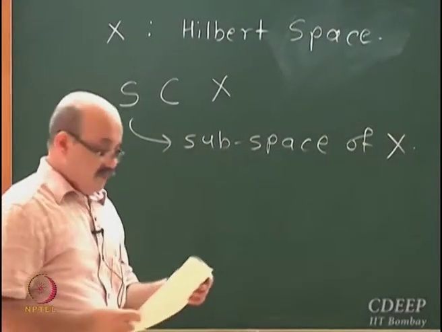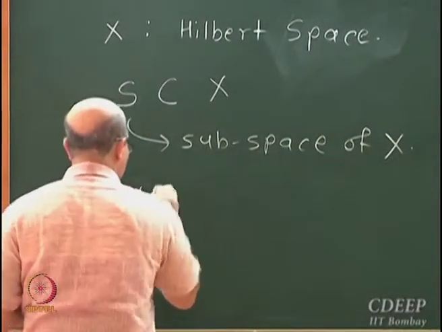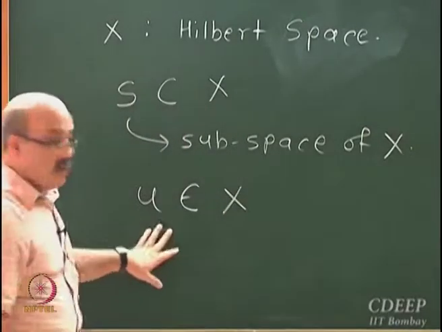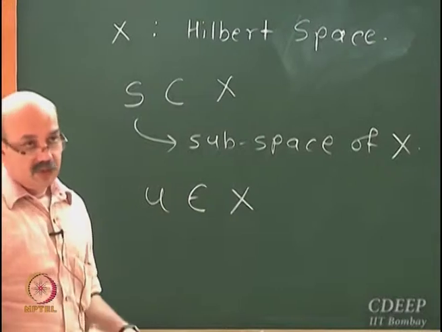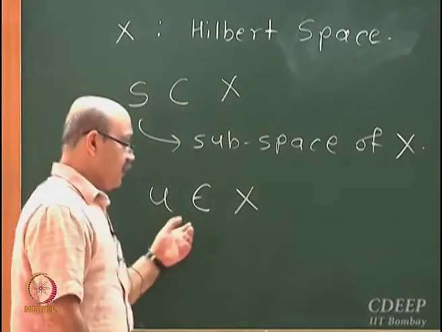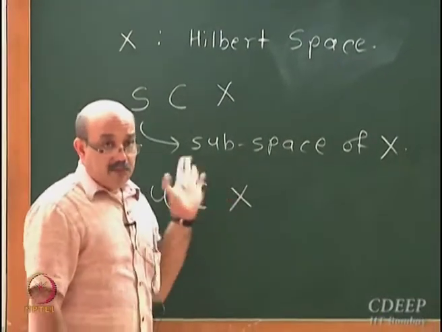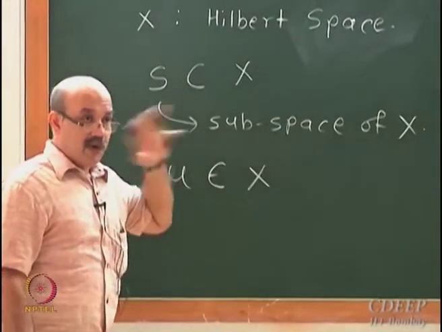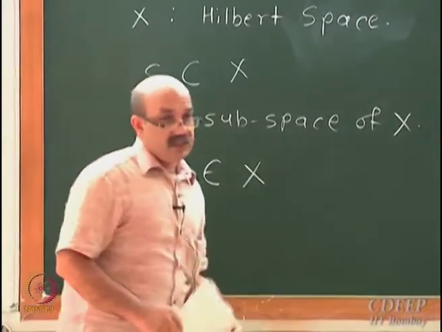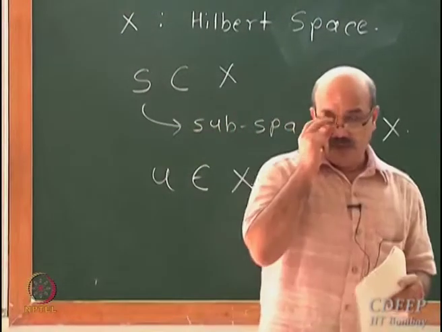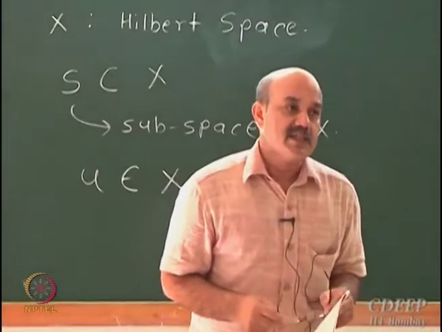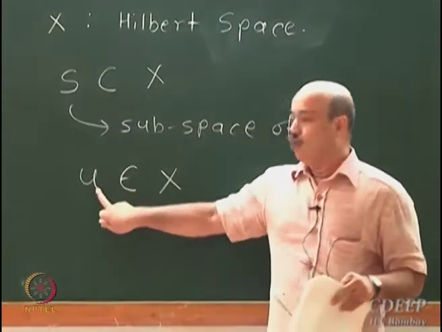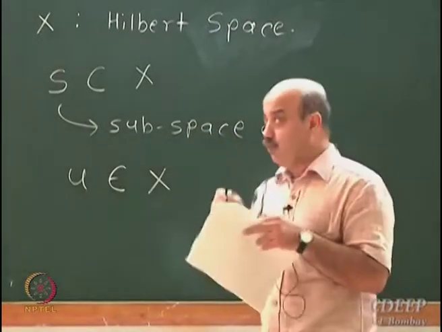And then we are given a vector u that belongs to X. A vector u is given to you that belongs to X. Now u may or may not belong to this subspace S. I want to find out the point in the subspace which is at the shortest distance, in the least square sense, from u.